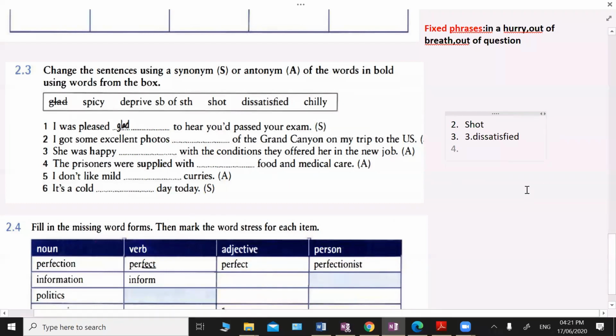Number 4: the prisoners were supplied with food and medical care. What word do you think? You are left with chilly, short, deprive of something, and spicy. The prisoners were supplied with spicy food and medical care. Does it really make sense? I really don't think so.